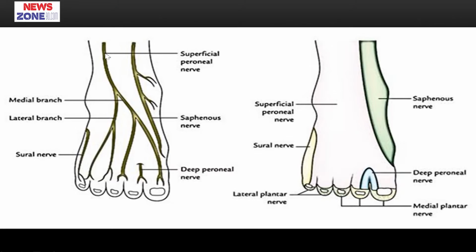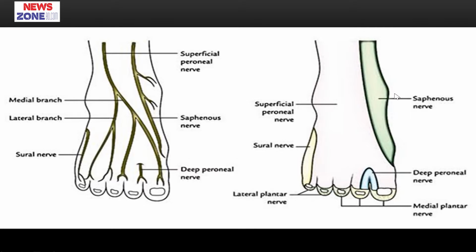This is the figure which shows this is superficial peroneal nerve which divides into medial and lateral branches, and this is sural nerve, this is deep peroneal nerve, and this is saphenous nerve.